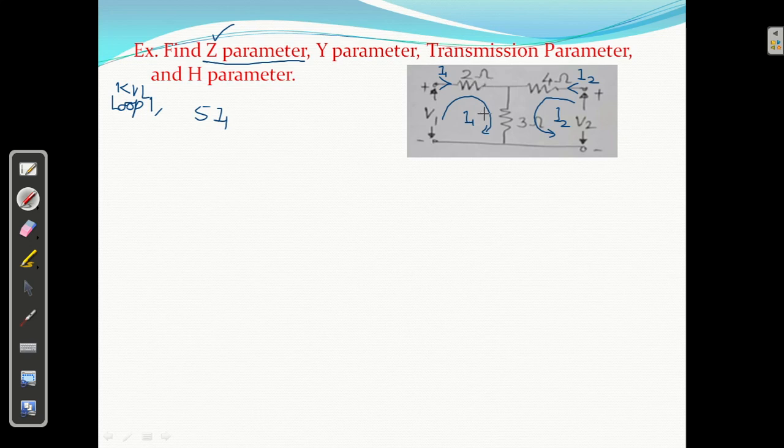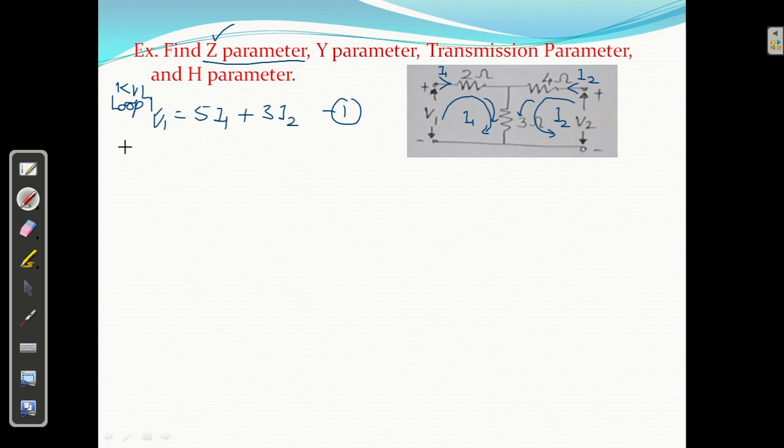At the same time, when you are talking about this loop, 3 ohm is common between loop 1 and loop 2, so I2 also flows here. I1 is downward, I2 is also downward, so plus will come here. Plus what? 3I2 equal to minus plus V1. Equation number 1.